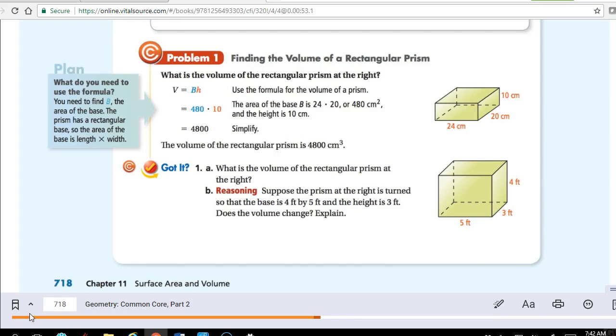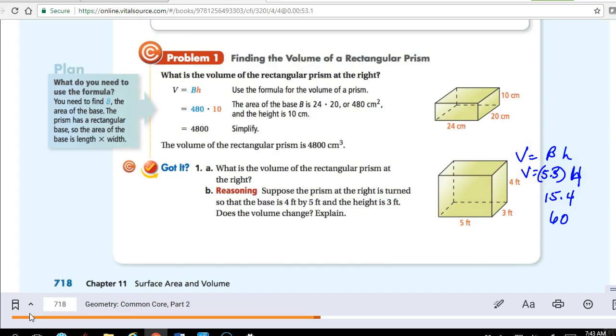Okay, so let's look at the got it real quickly. What's the volume of the rectangular prism at the right? For the same reason, we're going to take the base, because again, the volume is the area of the base times the height. This volume is going to be 5 times 3, because that's the area of the base. Then we're going to multiply that by the height, which happens to be 4. I'll just put that in there. So that ends up being 15 times 4, or 60.